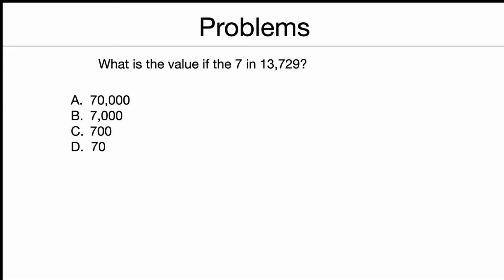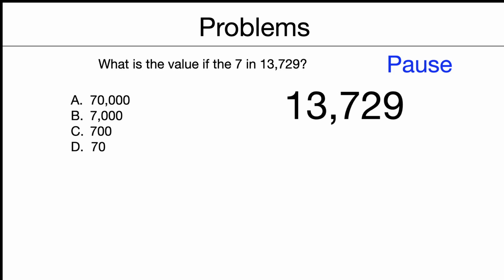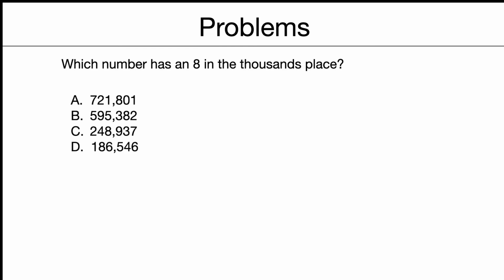What is the value of the 7 in 13,729? Pause if you like. Okay, so we will rewrite the number. We're looking for the 7, right? So we keep the 7, the underlined digit. Anything after it turns into zeros, and we don't need the 1 and the 3. So our answer is 700, C.